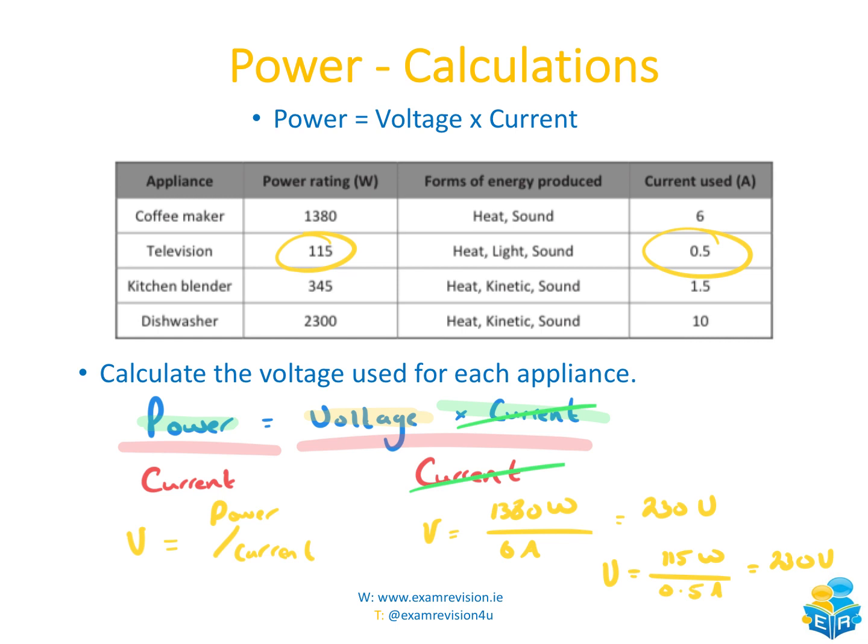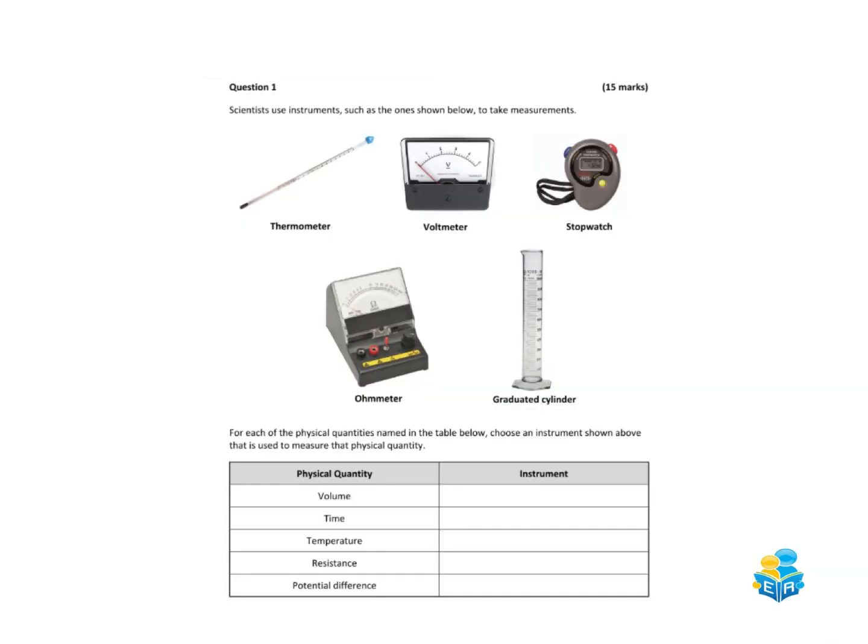Okay, so that's an example of how to calculate power. We're now going to look at exam questions which have come up based on measurement, and it's usually question 1 of papers. So in this one, scientists use instruments such as the ones shown below to take measurements. For each of the physical quantities named in the table below, choose an instrument shown above that is used to measure that physical quantity. Now, it doesn't say that you can only use each one once, but it most likely will end up that way for this particular question.